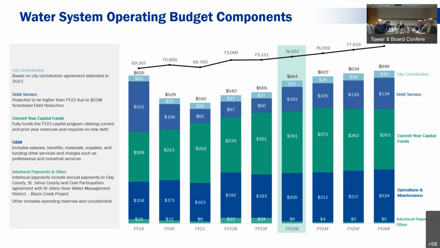This slide, like the electric one, breaks down the $604 million budget into its operating components. Fiscal year 23 assumes $205 million in operations and maintenance, $261 million in current year capital funds to support the CIP, $103 million in scheduled debt service, and $27 million in city contribution from the water system. This is a $62 million increase from the fiscal year 22 budget, mainly driven by the increase in the current year capital funds and increased debt service.